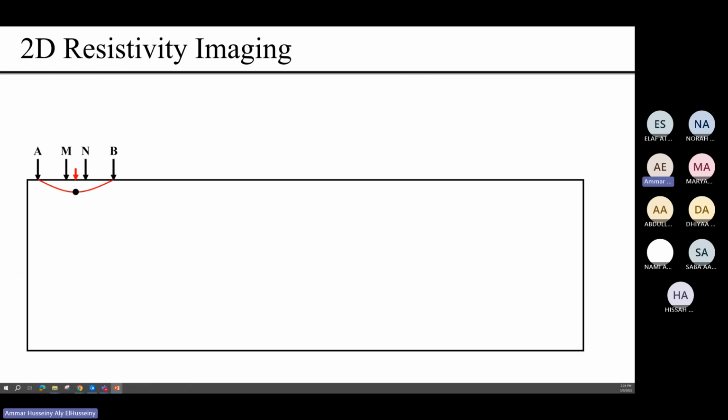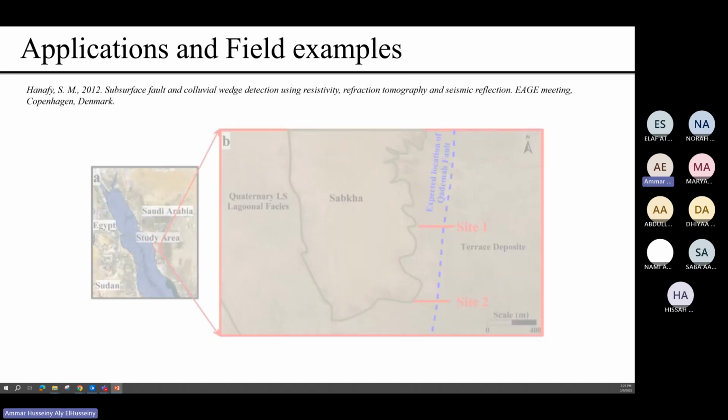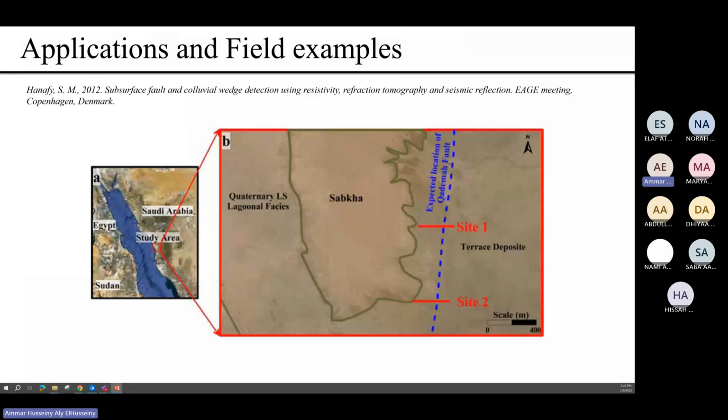Well, 2D, we just actually repeat the 1D profiling, both for horizontal and vertical, and for that we get a 2D image of the subsurface. For application, well, there is not any specific thing you need to know except the fact you need to understand that high resistivity means low conductivity, and that could be analyzed in different aspects.